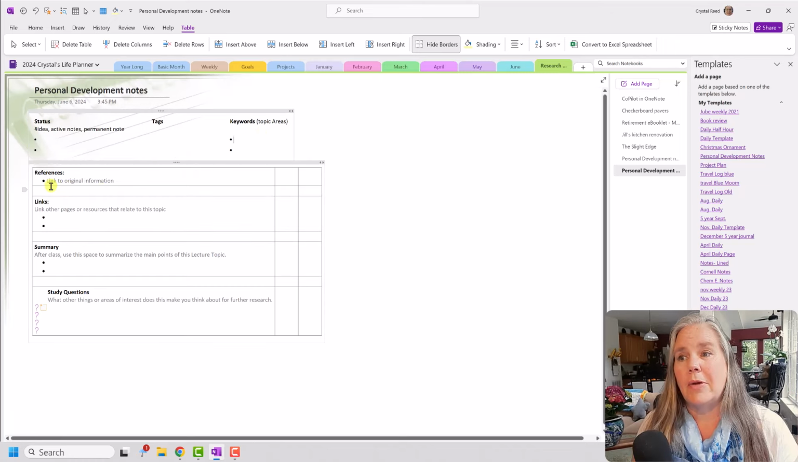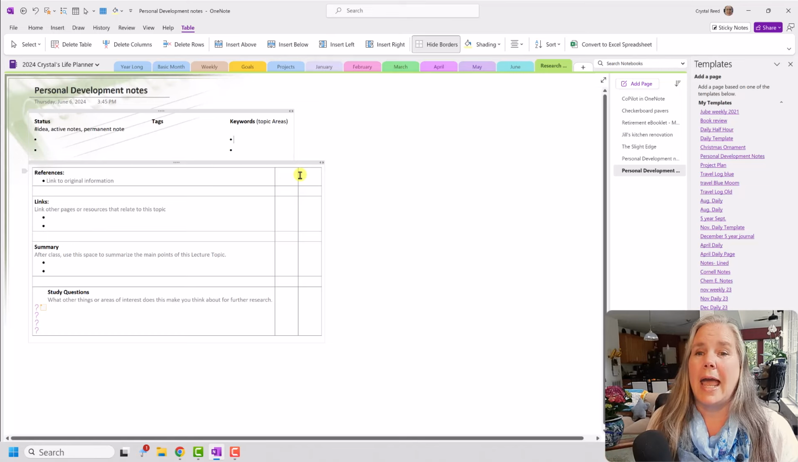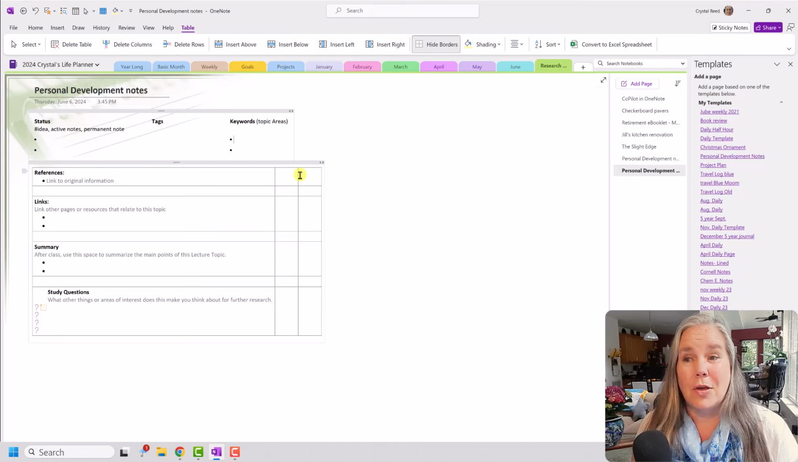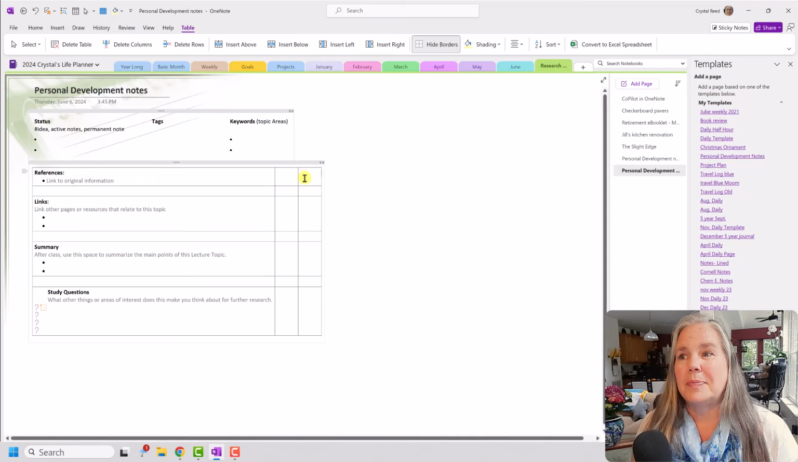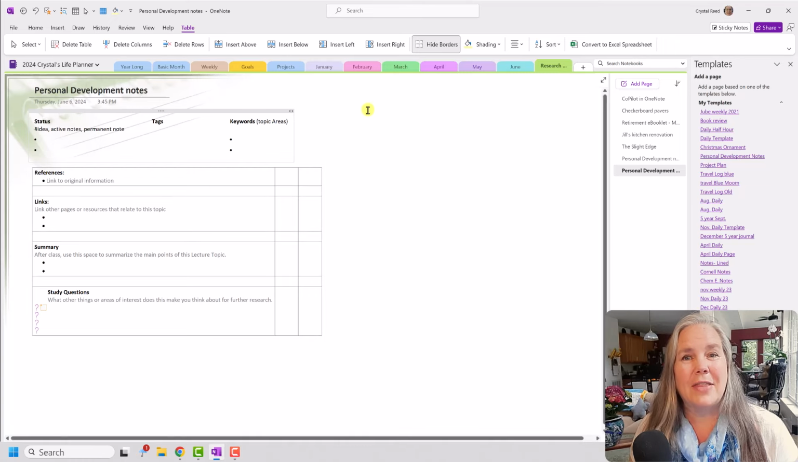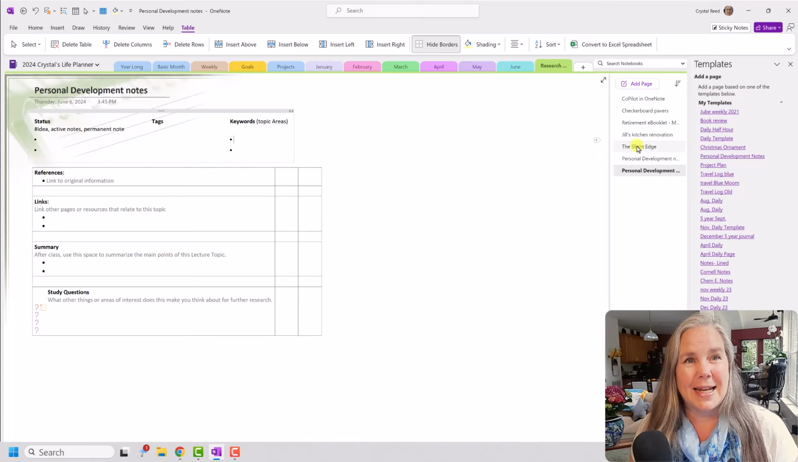Okay. Down here at the bottom, I created a second table for, again, those references, those links, summary, and study questions that I might want. But I also added a couple of columns on the end. And when we get to the page about the slight edge, I will show you why I added those extra columns, okay? Sometimes I like to add graphics, and I think that would be a great way to keep those graphics straight, all right? Well, now that I've shown you my template and my revised 2.0 template, let's go back and take a look at the notes that I took for the book, The Slight Edge.